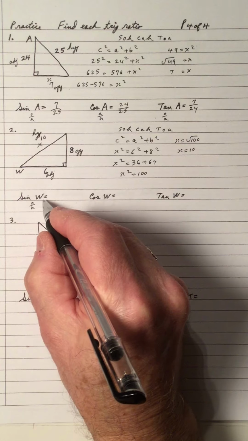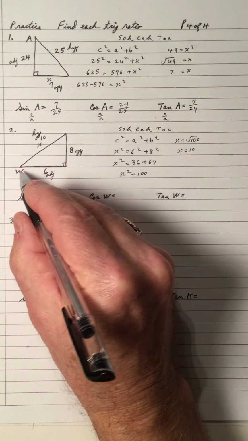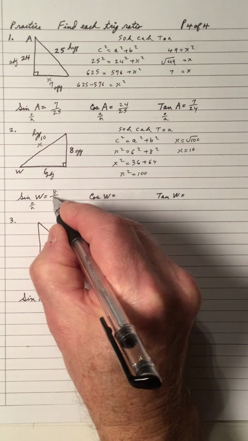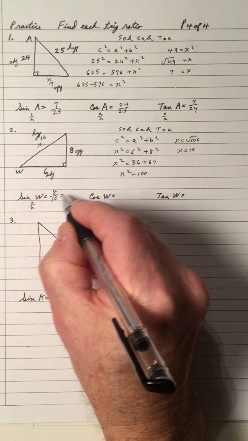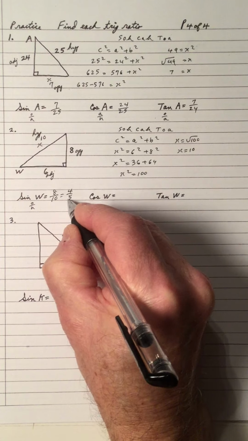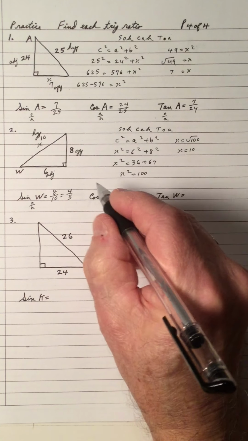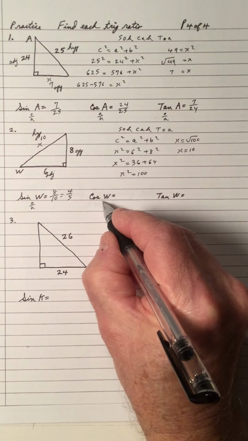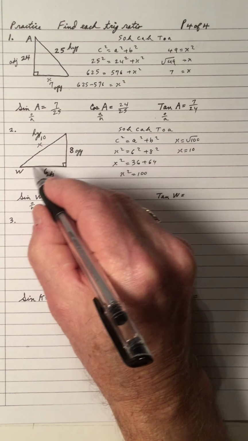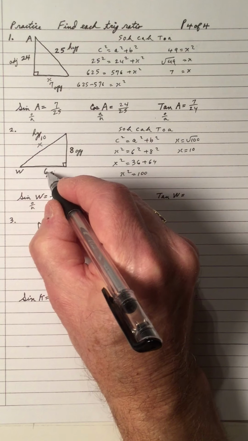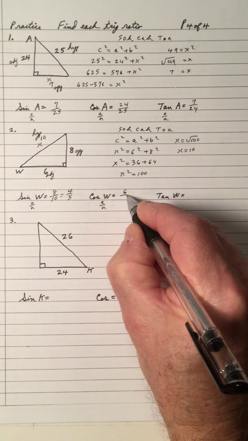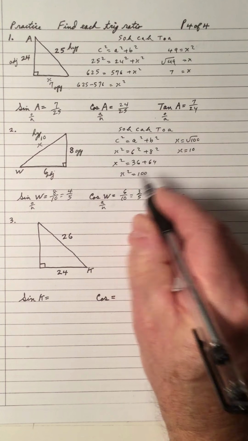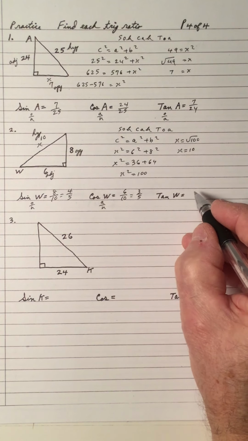Now, what's sine? Opposite over hypotenuse. So opposite is 8 over hypotenuse is 10. And notice 8 over 10 reduces to 4 over 5, dividing by 2. Cos is adjacent over hypotenuse. So in relation to W, adjacent is 6, hypotenuse is 10. And that reduces to 3 over 5 by dividing by 2, reducing it down.